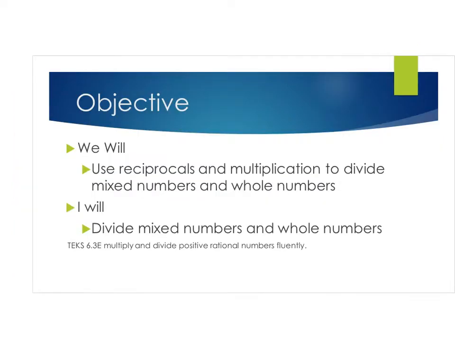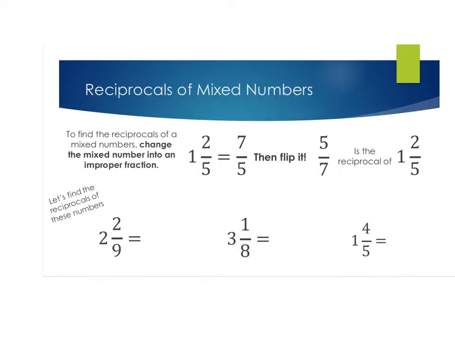So our objective is that we will use reciprocals and multiplication to divide mixed numbers and whole numbers. And we talked about reciprocals yesterday. So we did dividing fractions, now we're doing dividing mixed numbers and whole numbers. We learned previously that to find the reciprocal of a number, all you do is flip the fraction, right? Okay, same thing is happening here, except we have to first make our mixed number into a fraction.